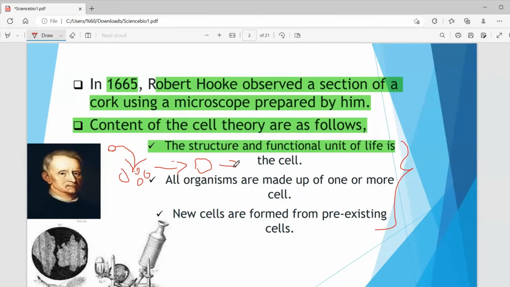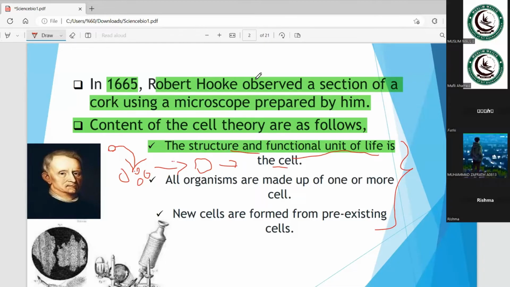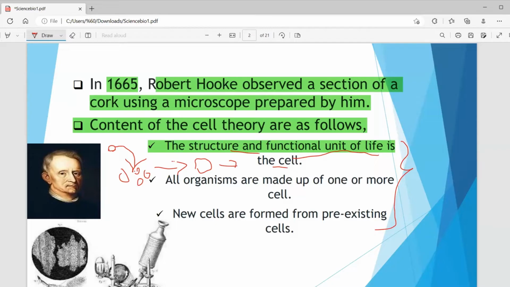Before moving on, you have to thoroughly understand the structure and function of the cell. The cell theory says that the structural and functional unit of life is the cell. We are all made up of a single cell or many cells, as multicellular organisms. Sometimes you can see yeast, mostly Saccharomyces cerevisiae, which is a single-celled organism.